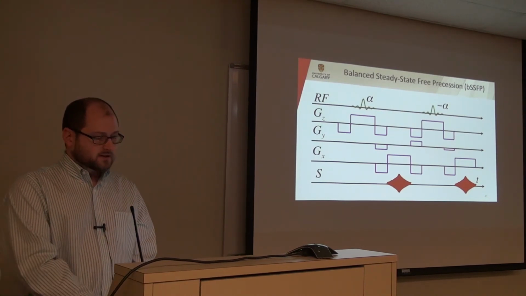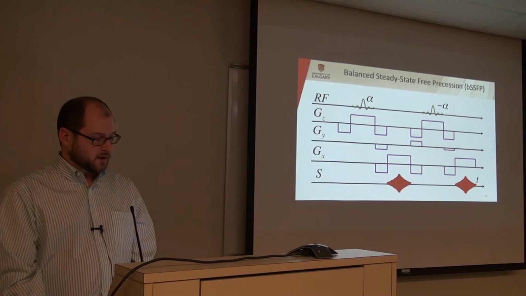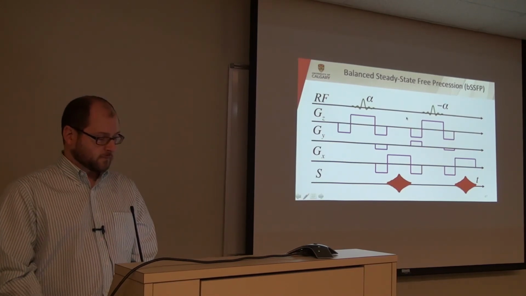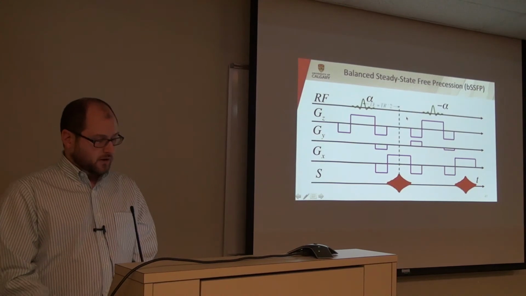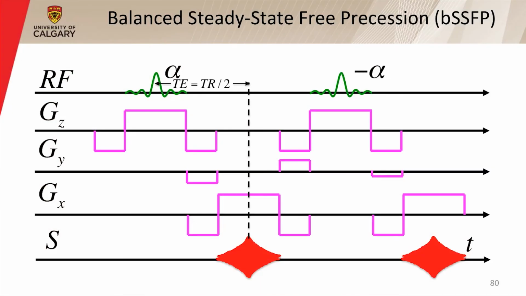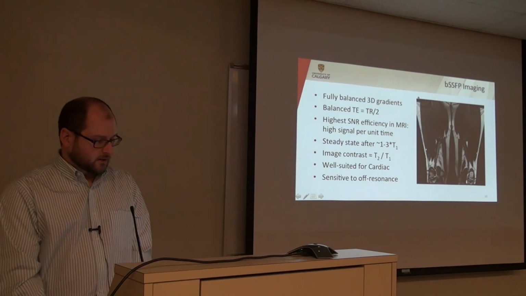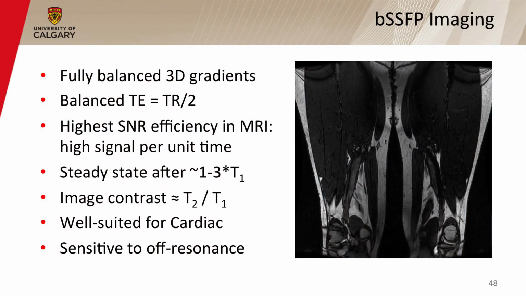And so the reason that it's called balanced is because all of the gradients are balanced between successive alpha pulses. And we also know that the echo time is exactly half of our TR. And that plays into the fact that we have these balanced gradients. Okay? So again, fully balanced 3D gradients. The echo time is exactly half of the repetition time.